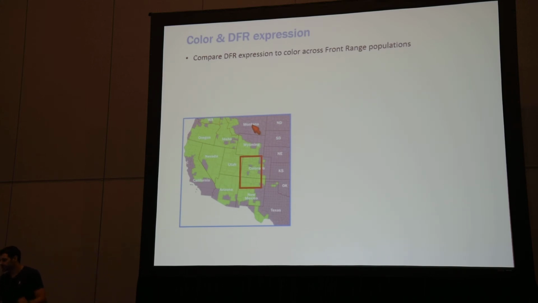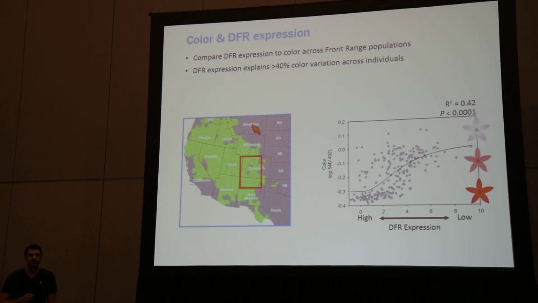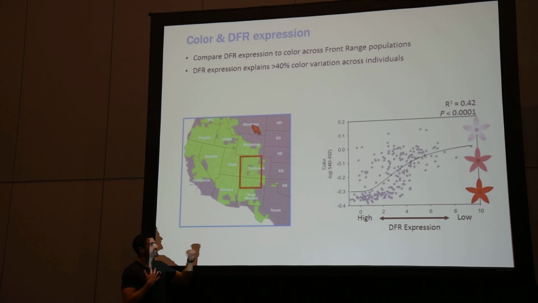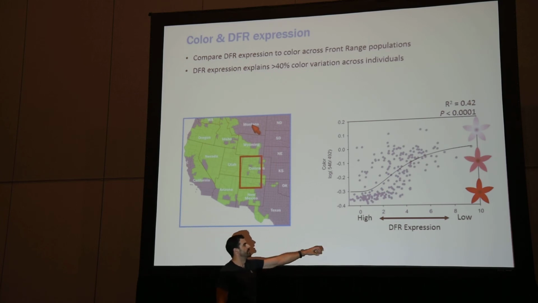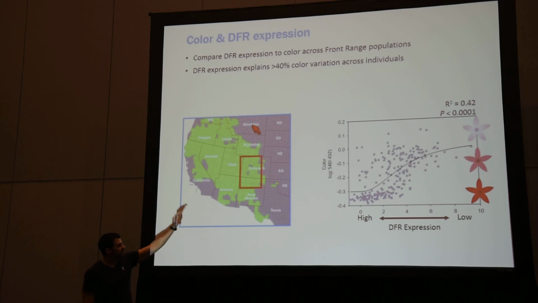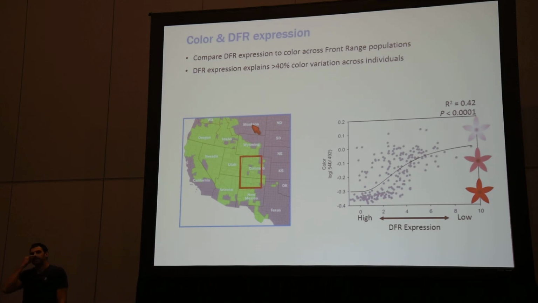And if we look at just a straight correlation between these, we see a pretty striking result in that high DFR expression leads to red flowers. The way that we measure DFR expression means that lower numbers correspond to higher expression, and lower values of our color metric also mean red flowers, so we see there's an association between expression and flower color. And this pattern is upheld if we look at the mean values for populations as well.